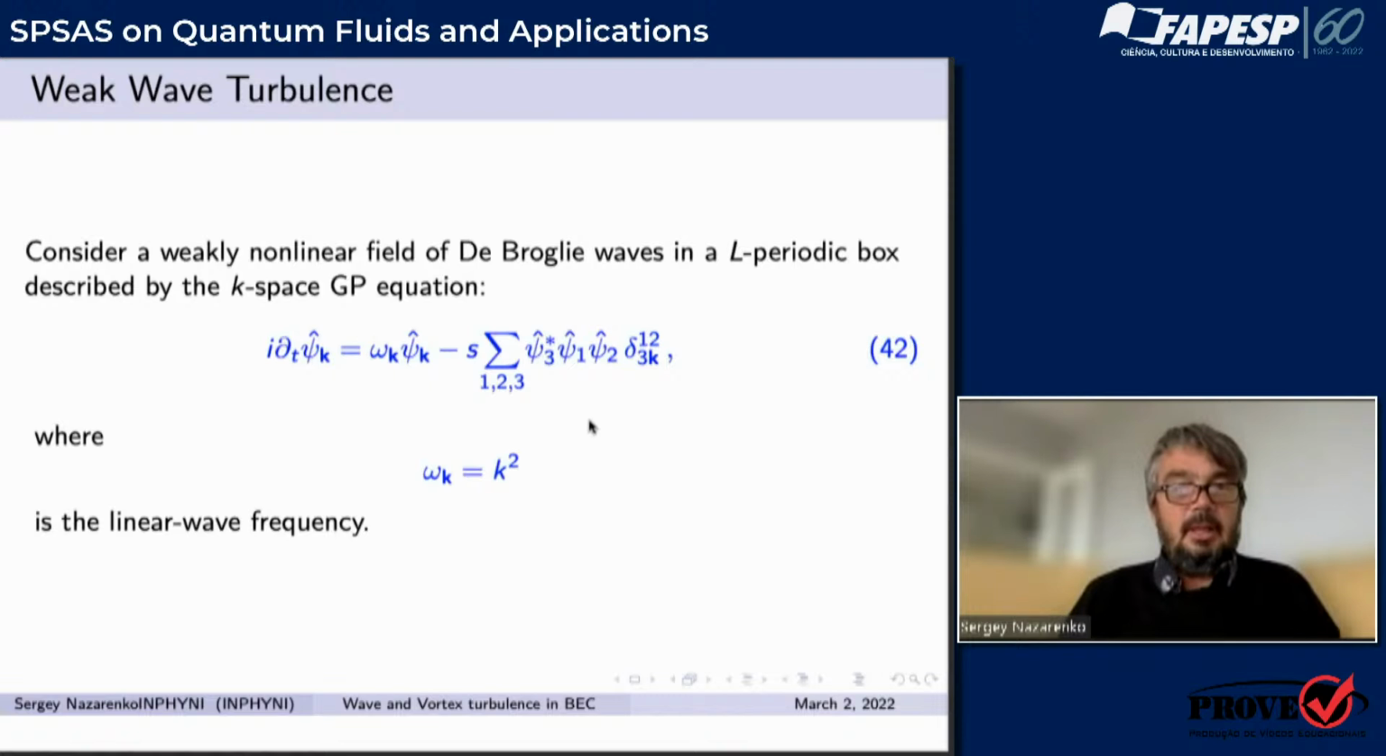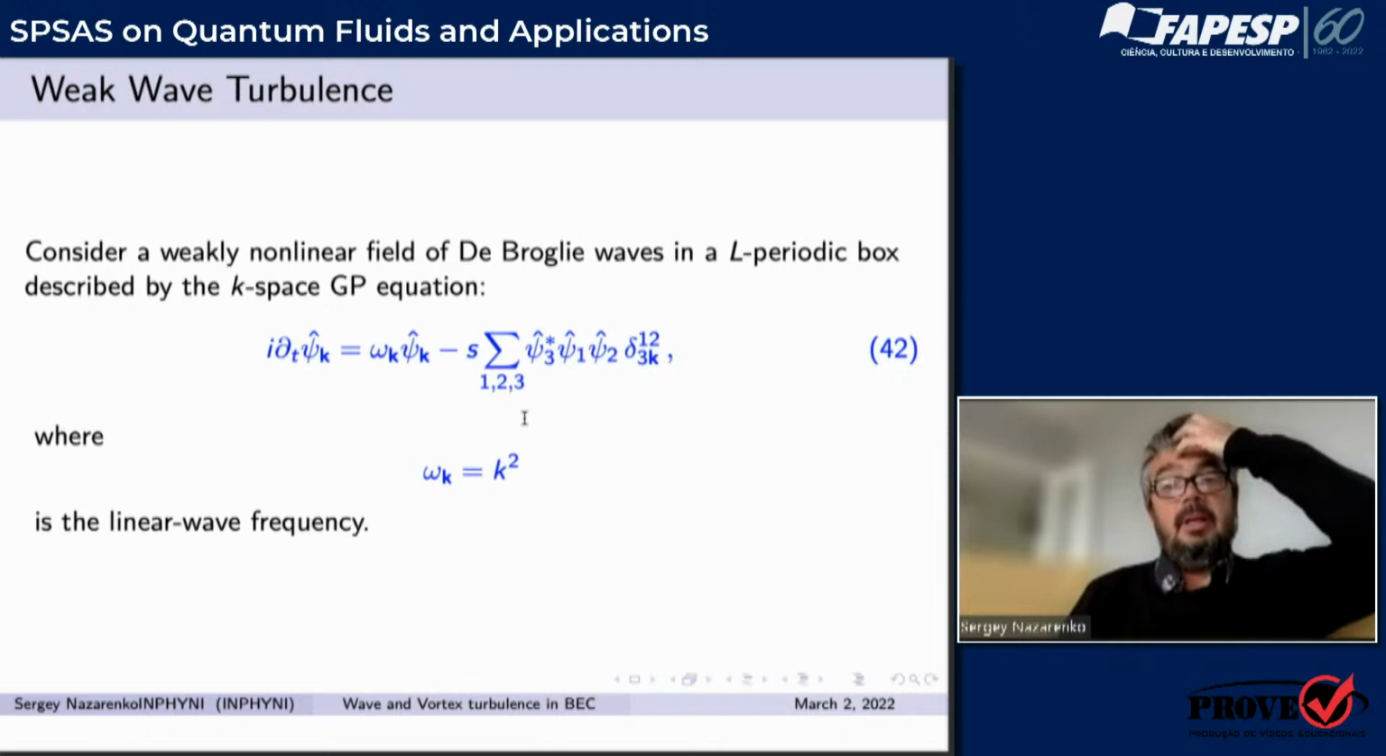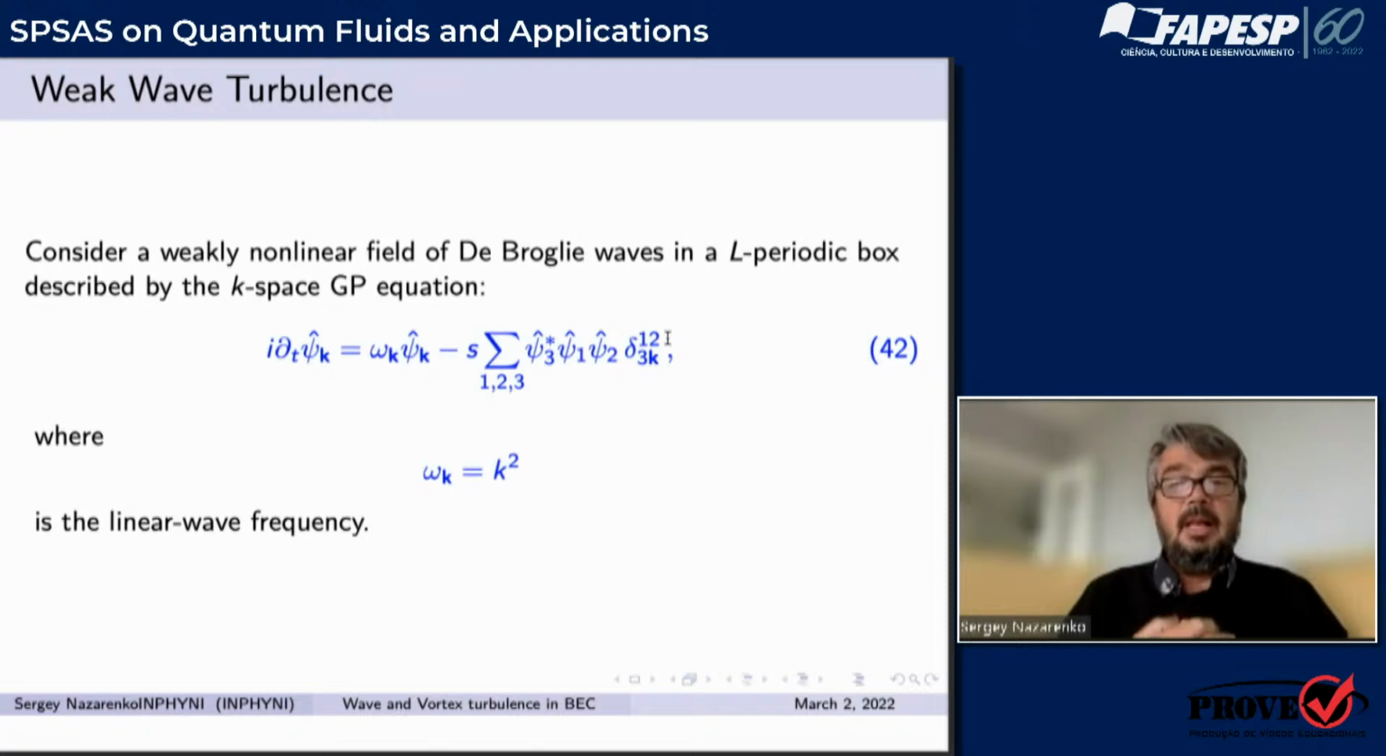Okay, so now I write this Gross-Pitaevskii equation in Fourier space. And in order to write it in Fourier space conveniently, I put it in a periodic box. I consider my wave functions to be periodic in all d directions, where d is 1, 2, or 3, with period L. And so then I do the Fourier transform.